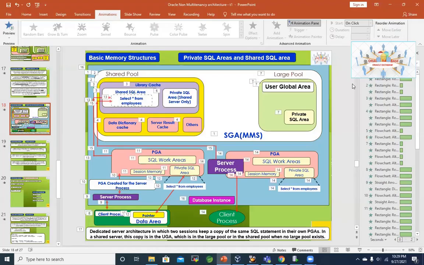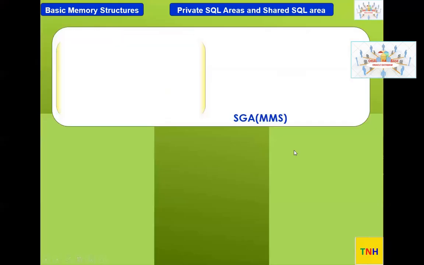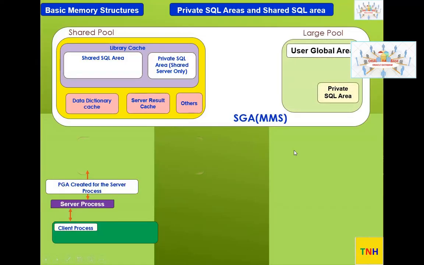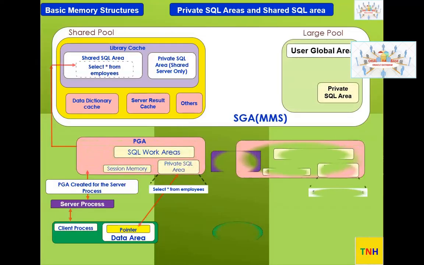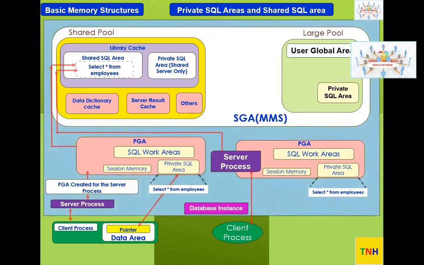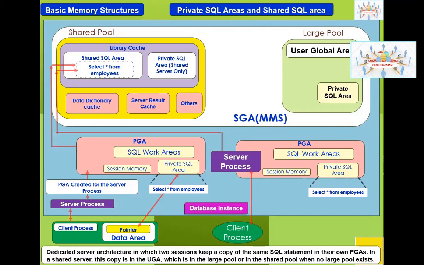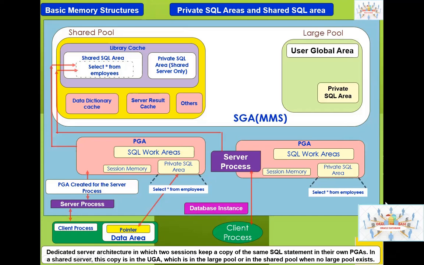We have been discussing the program global area and user global area. This is what we were discussing in the last slide: how the client process or user process, the server process, and the PGA all work together. And we discussed the large pool behavior and the UGA behavior between dedicated server and shared server environments.